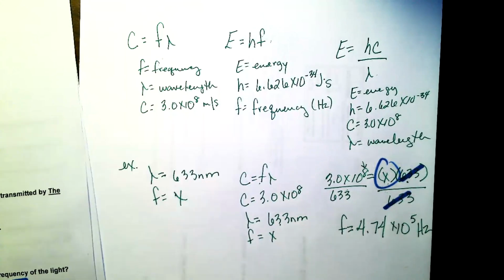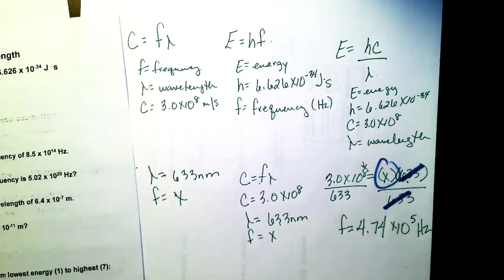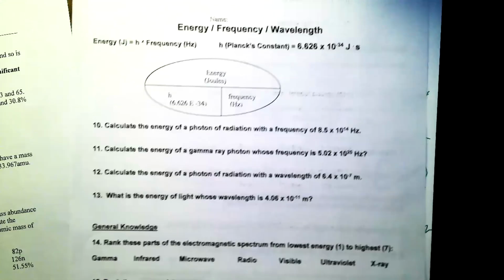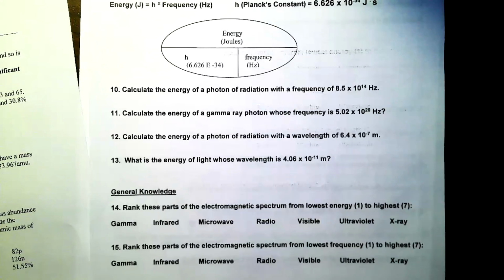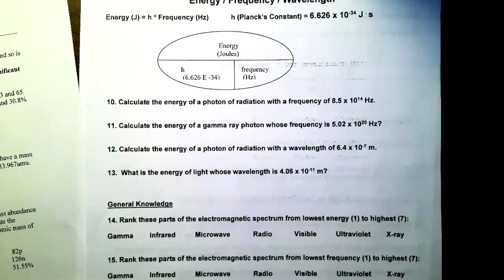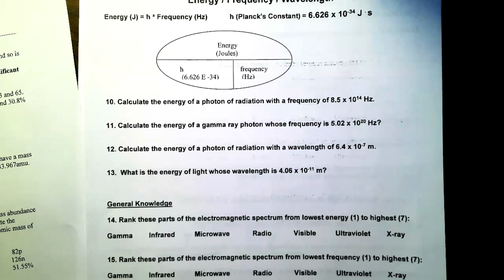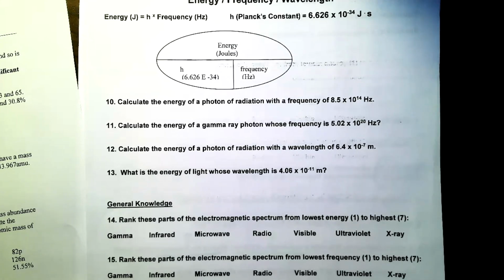All right, let's do one more like this. And we'll do 13 here. It says, what is the energy of light whose wavelength is 4.06 times 10 to the negative 11?